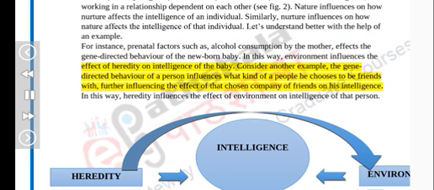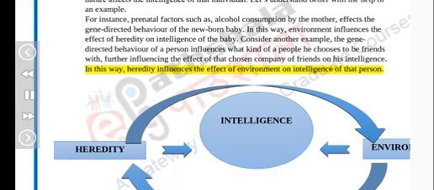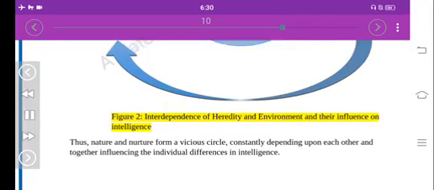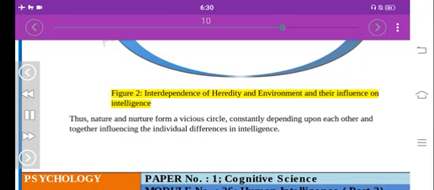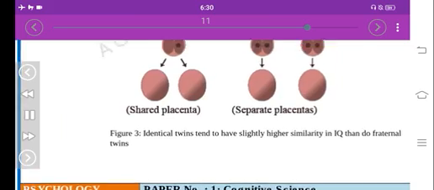Consider another example. The gene-directed behavior of a person influences what kind of people he chooses to be friends with, further influencing the effect of that chosen company of friends on his intelligence. In this way, heredity influences the effect of environment on the intelligence of that person. Figure 2. Interdependence of heredity and environment and their influence on intelligence. Thus, nature and nurture form a vicious circle, constantly depending upon each other and together influencing the individual differences in intelligence.